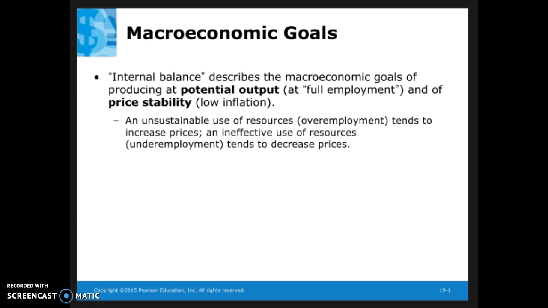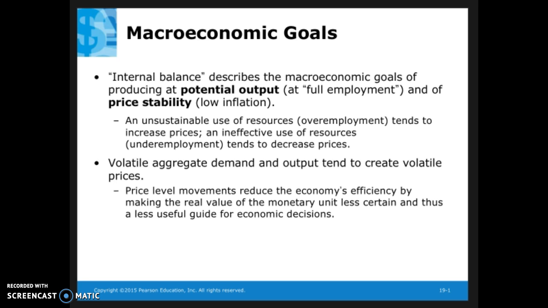Non-sustainable use of resources, overemployment, tends to increase prices. Underemployment tends to decrease prices. So aggregate demand and output are volatile, which create volatile prices. Price level movements reduce the economy's efficiency by making the real level of the monetary unit less certain.